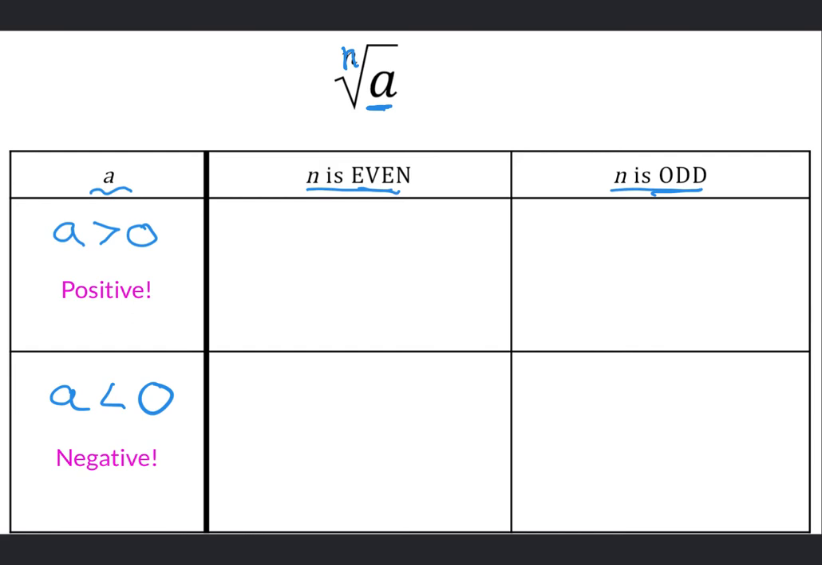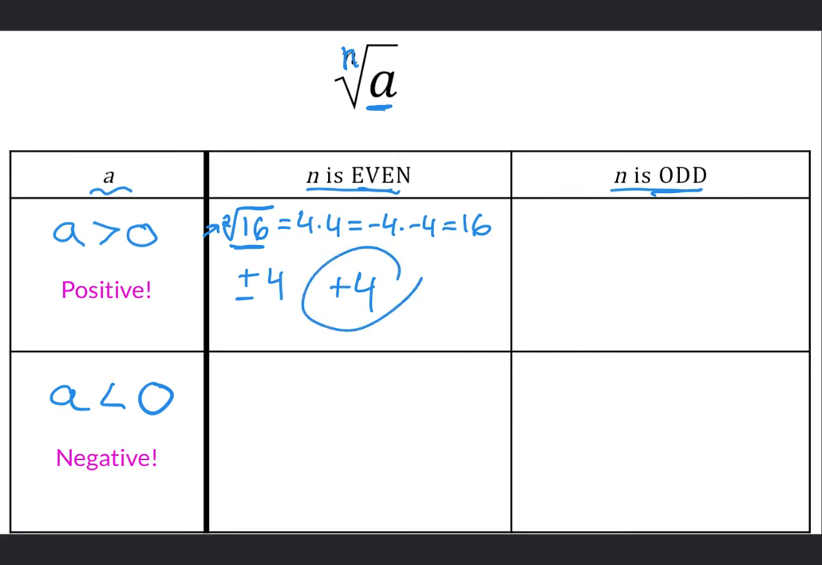For these, I like to look at a specific example first. Let's start with the square root of 16. My root is even, my number is positive. Well, 4 times 4 is 16. But the trick is that technically -4 times -4 is also 16. So when you have an even root and a positive number, technically it has a positive and negative answer, positive and negative 4. It's just that we usually only write the positive 4, and we call that the principal root.